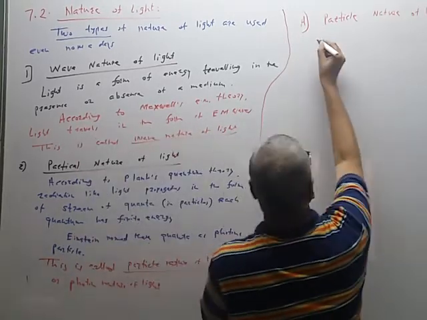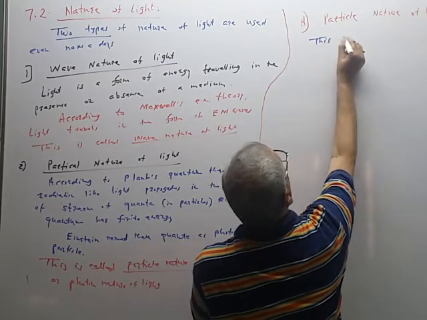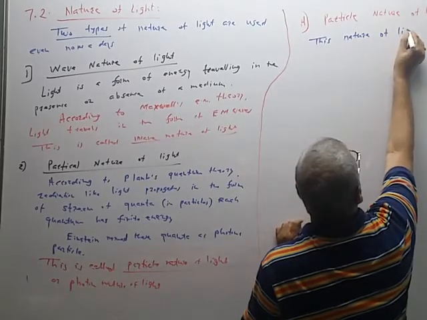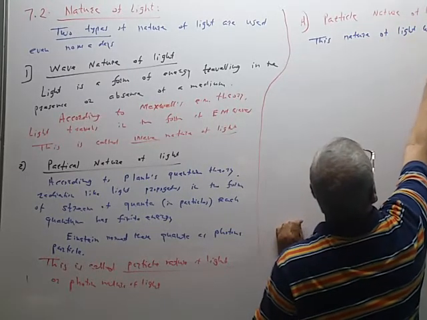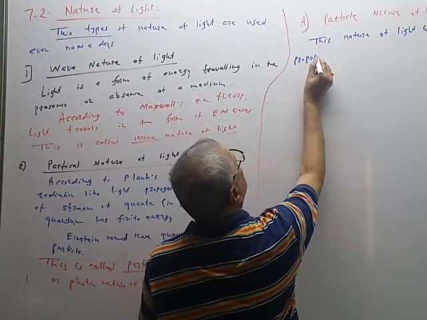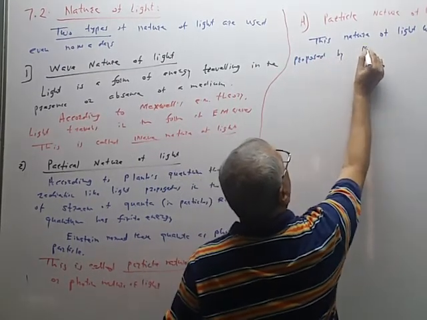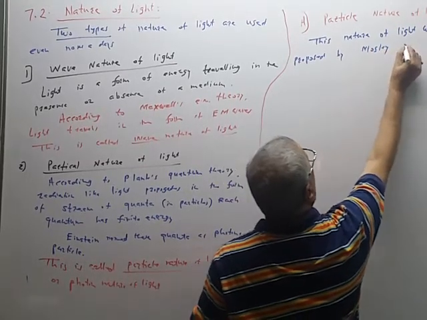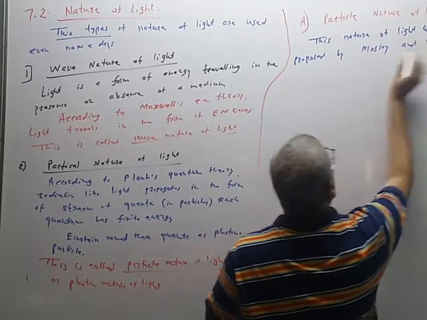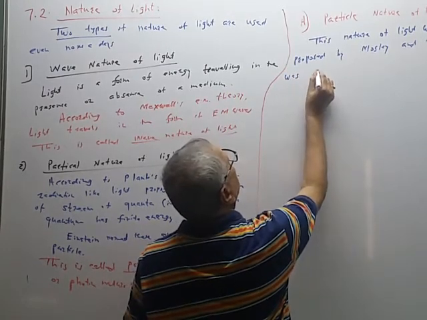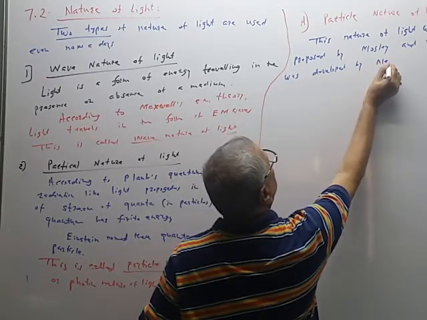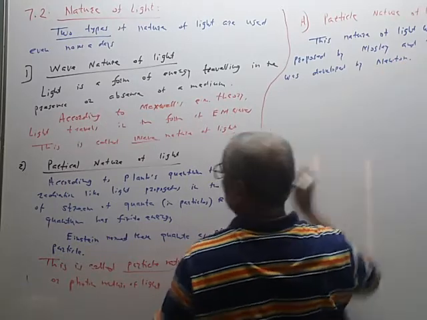This nature of light was first proposed by Moseley, and then it was developed by Newton.